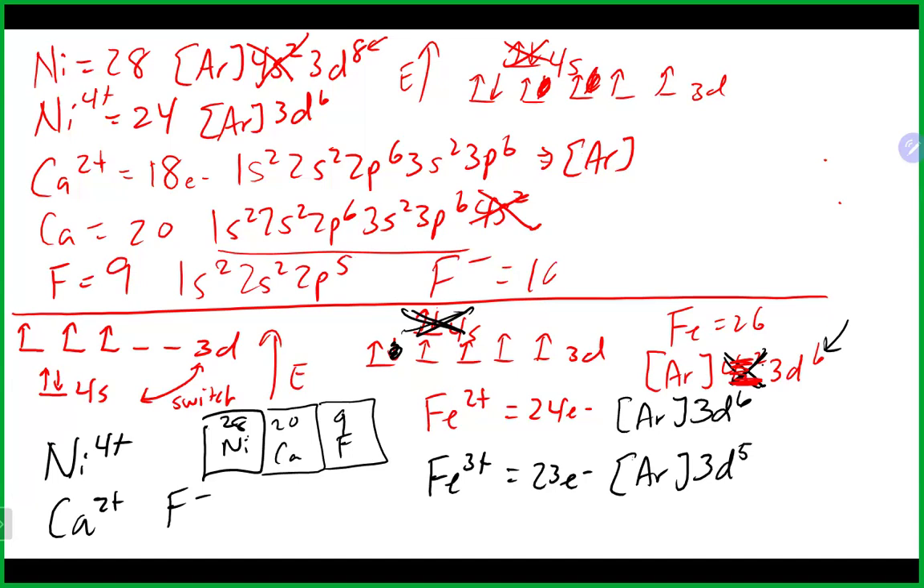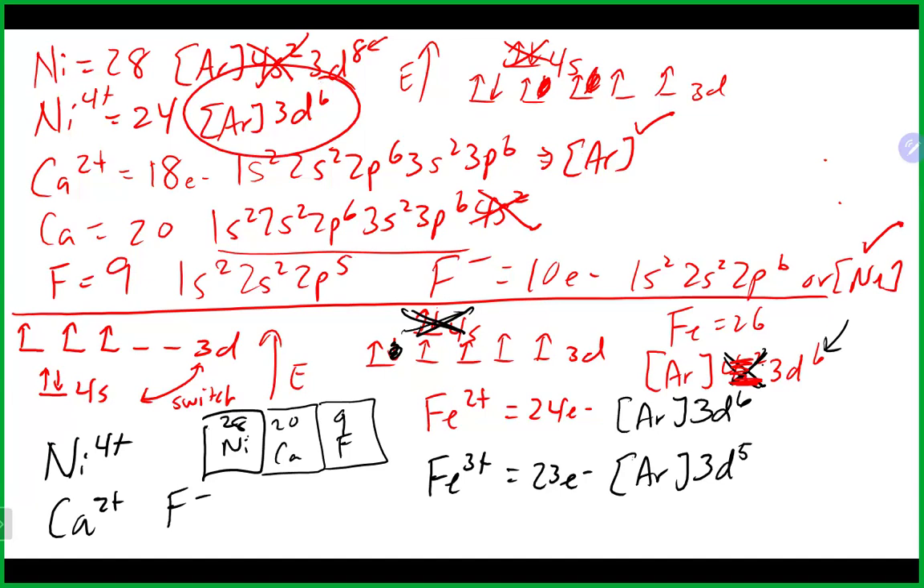That's going to take us to our lucky number 10 there. 1s2, 2s2, 2p6, that is neon's configuration. Noble gas configuration, gets to noble gas configuration. How about my transition metals? Do they get to noble gases?